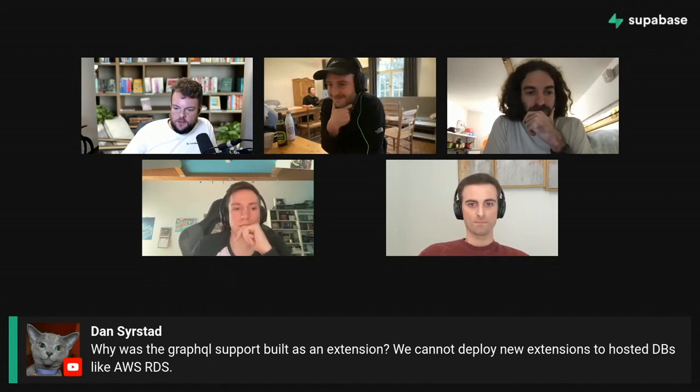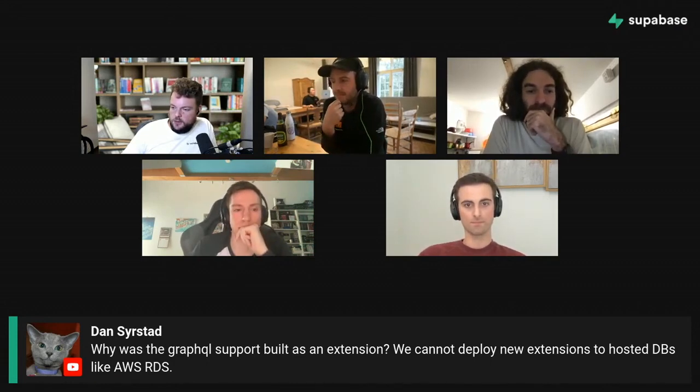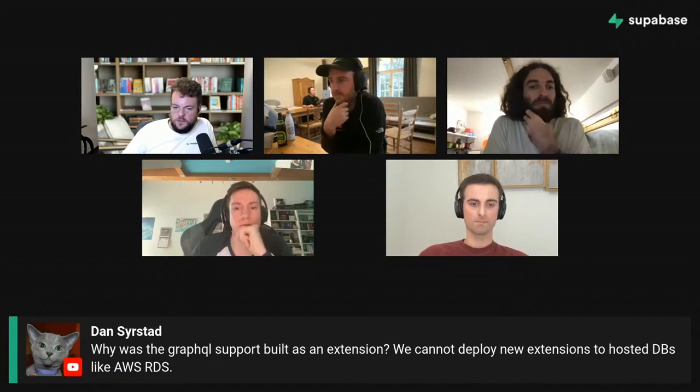Why was the GraphQL support built as an extension? We cannot deploy new extensions to hosted DBs like AWS RDS.